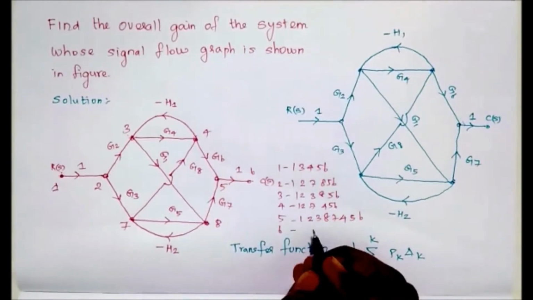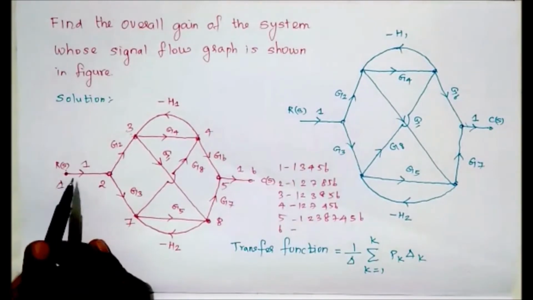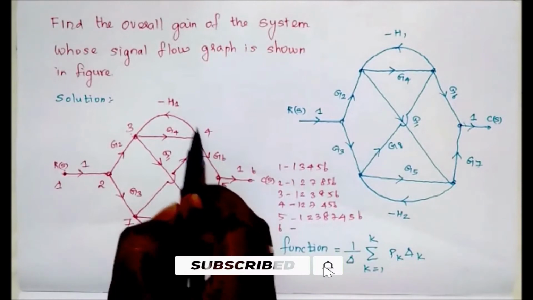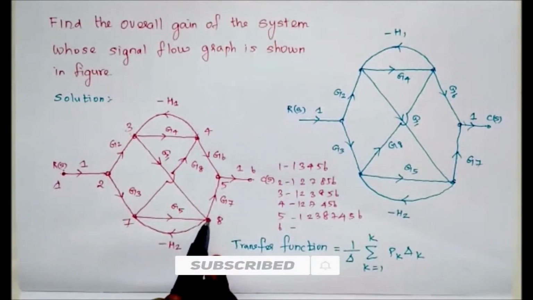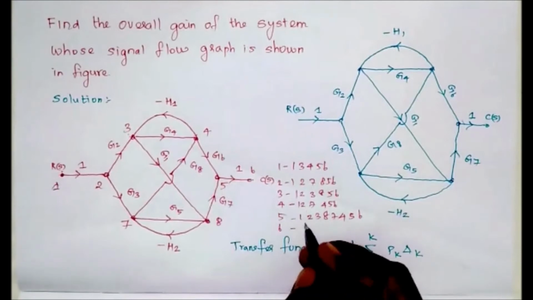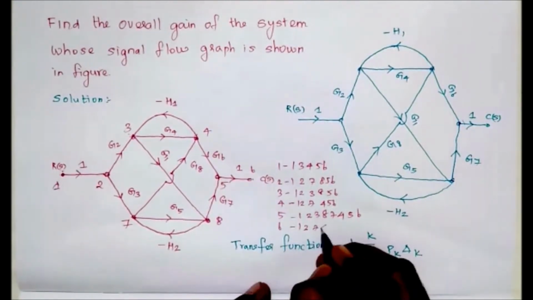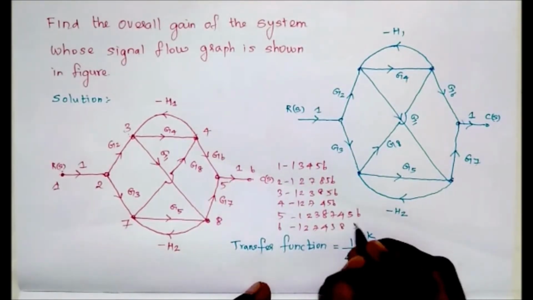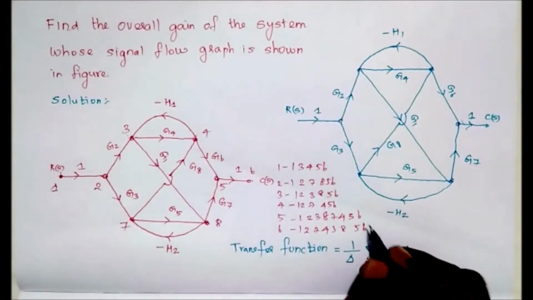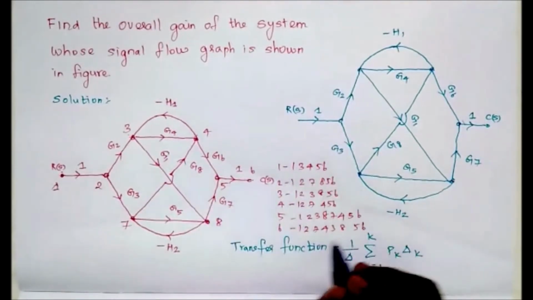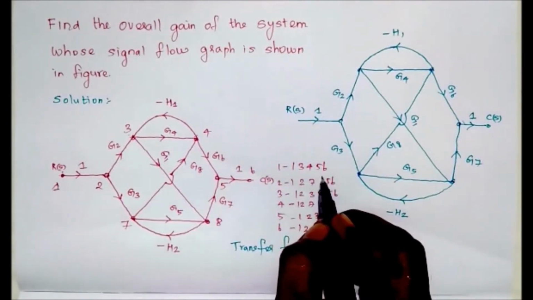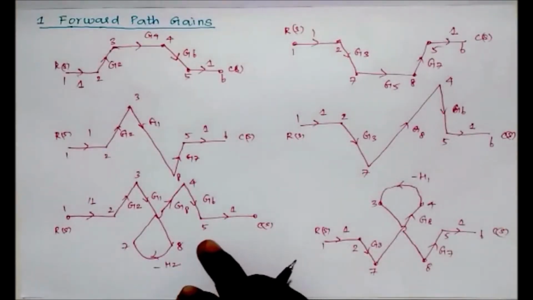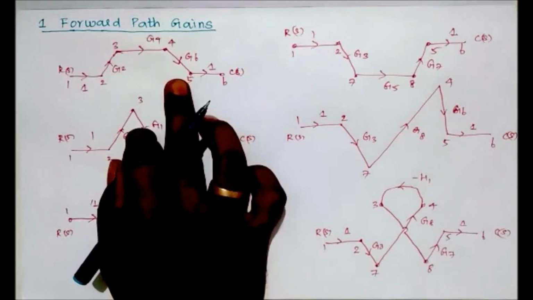Then the sixth forward path is next: 1 to 2, 2 to 7, 7 to 4, 4 to 3, 3 to 8, 8 to 5, 5 to 6. Therefore here we have to mark 1 to 2, 2 to 7, 7 to 4, 4 to 3, 3 to 8, 8 to 5. Then finally it is ending at 6. Therefore in this given problem there are 6 forward paths. So we have to draw the forward paths. This is the graph of the 6 forward paths.